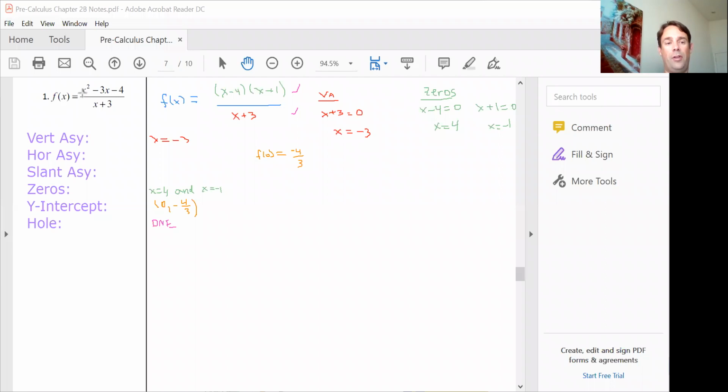This is where we're going to look at our asymptotes, horizontal or slant. We're going to compare the degrees. The numerator is 2. The denominator is 1. So for the horizontal asymptote, I probably should have put that I did the y-intercept here. Let me write that in real quick.